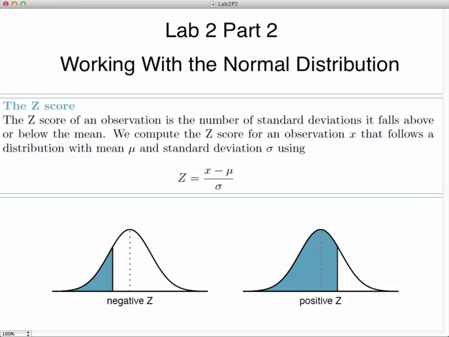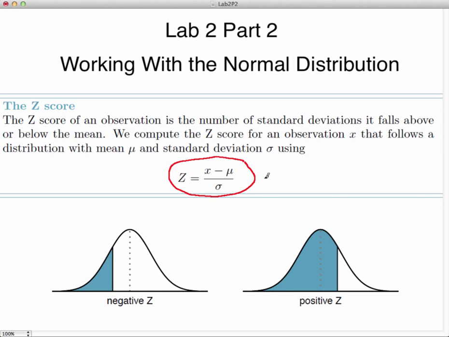The z-score of an observation is the number of standard deviations that it falls above or below the mean. We compute the z-score for an observation x that follows a distribution with mean mu and standard deviation sigma using the following formula. Now, there are very few things in this class that you're going to be asked to memorize, but this is one of them. You're going to need to make sure you've got this one top of the head, okay? So in your comp book, yes, very important, put that in your reference book, but you should also have this top of the head, okay?